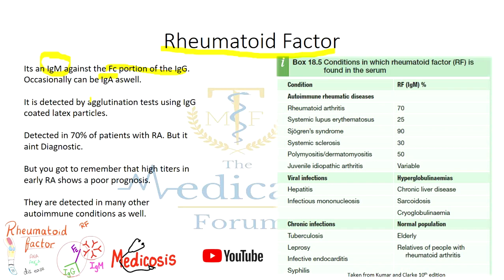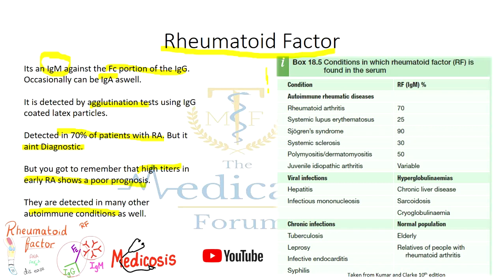It is detected by agglutination tests, which means you put the serum of the patient together with IgG coated latex particles, and if the antibodies bind to these latex particles, they cause an agglutination, and that's how we detect it. It's detected in 70% of patients with rheumatoid arthritis, but that's not diagnostic. But remember that high titers in early rheumatoid arthritis will definitely show a poor prognosis.